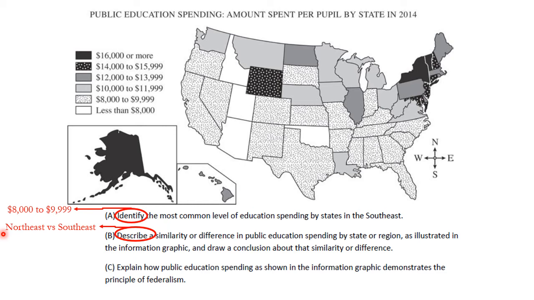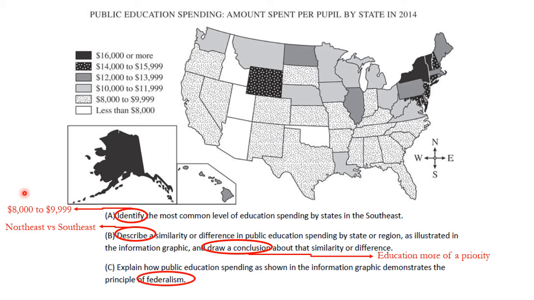But remember, part B has two parts. Draw a conclusion, right? So what conclusion can I draw from comparing these two parts of the country with their spending per pupil by state? Well, I'm going to make the assumption that education is more of a priority in the Northeast compared to the Southeast. Is that correct? Well, that's the conclusion I'm drawing from the data, so that will be my conclusion.